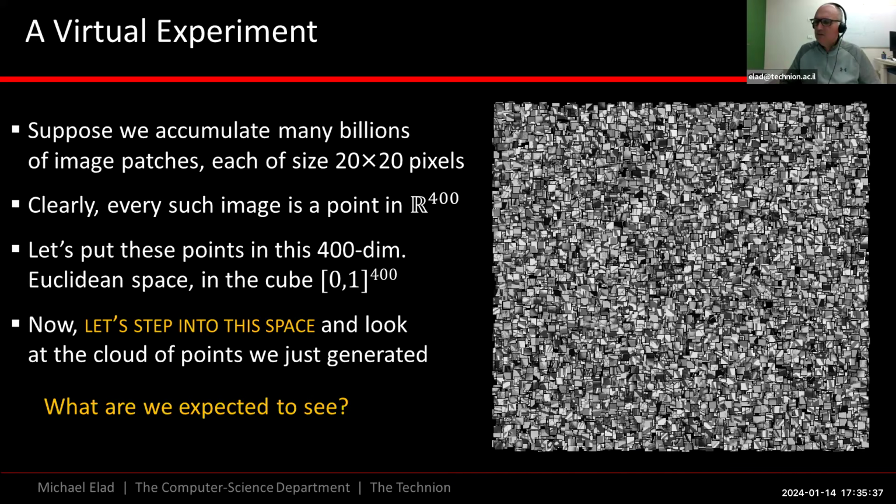What are we expecting to see? Any ideas, please? What do you think? What if we could look at the dimension 400, what could we see there? Any guesses? Let me ask you a guiding question. How much of the volume of the cube will be occupied by these patches? How much relative to the whole cube volume will be occupied by these points? It would be almost empty. Almost empty.